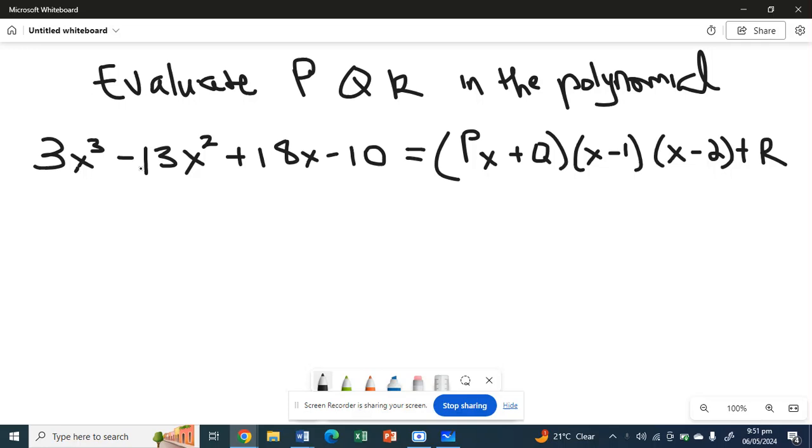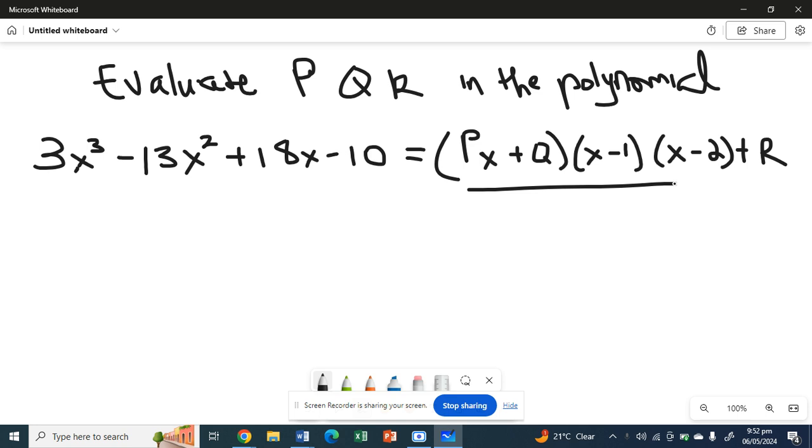All right, so we have a question here which says evaluate p, q, r in the polynomial. We've been given 3x cubed minus 13x squared plus 18x minus 10 equals (px plus q) multiplied by (x minus 1) multiplied by (x minus 2) plus r. r represents the remainder.